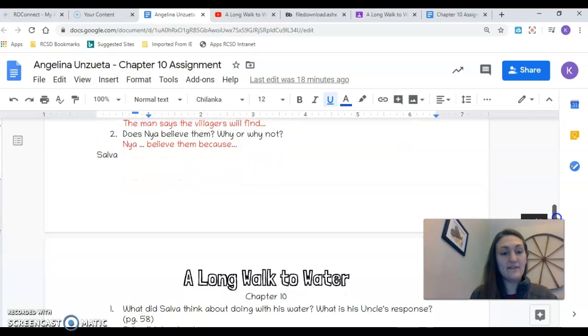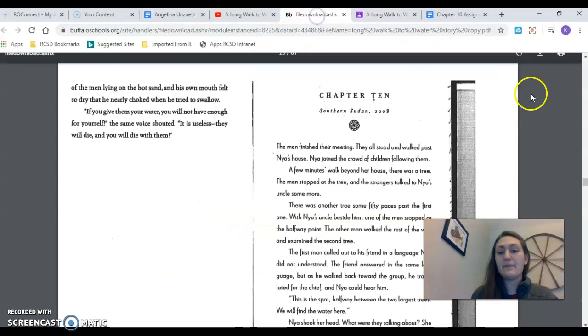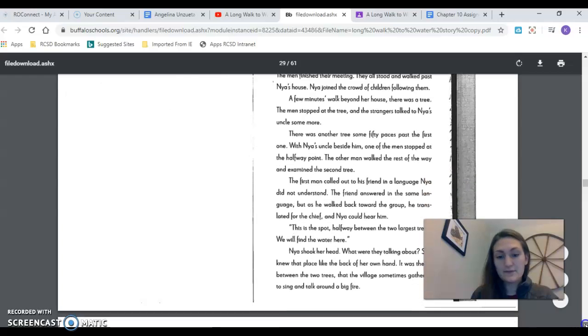Okay, I'm going on to Selva questions. 1. What did Selva think about doing with his water? What was his uncle's response? Page 58. Selva's uncle's response is, again, I would go back up here and I would find the part about Selva in the book. I would scroll down.